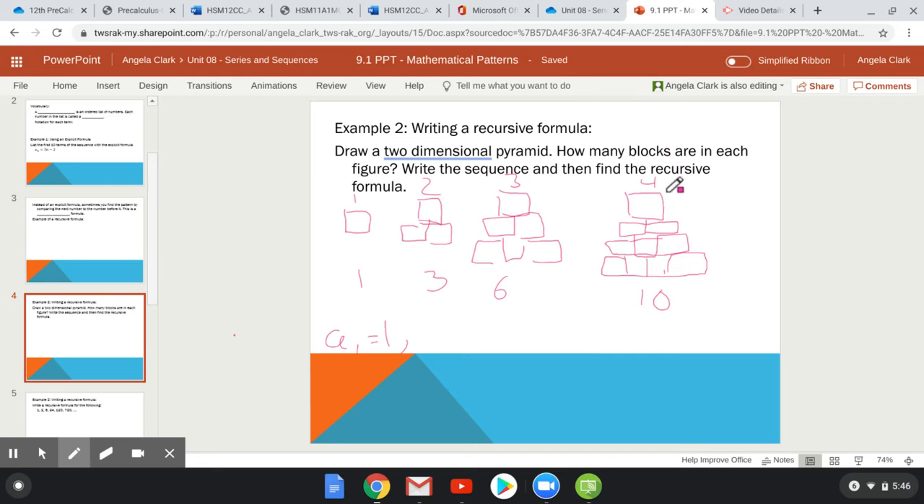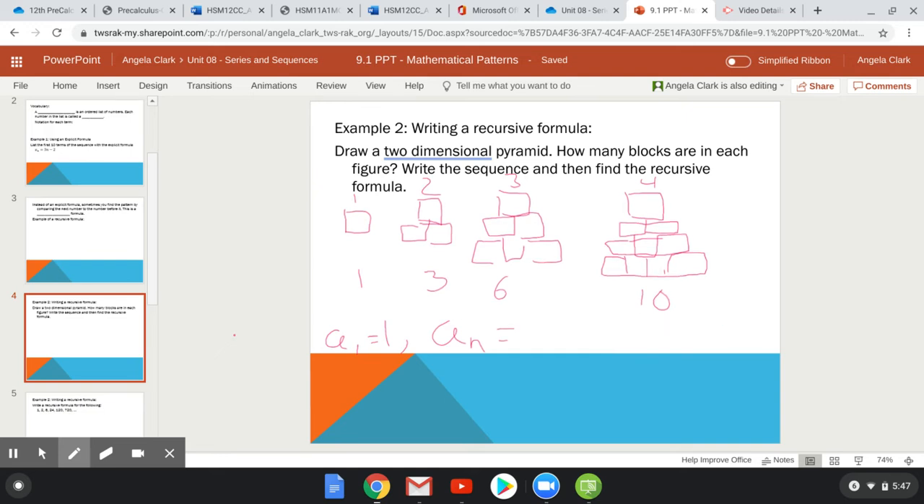So with each term, I'm adding the next term number of blocks. Does that make sense? So from 3 to 4, I added 4 blocks. From 4 to 5, I would add 5 blocks. From 5 to 6, I would add 6 blocks. So I'm always adding n. I'm adding the term number. So if I want an, say n is 5, right? And I want a5. I'm going to take this number and I'm going to add 5. Well, 5 is n in this situation.